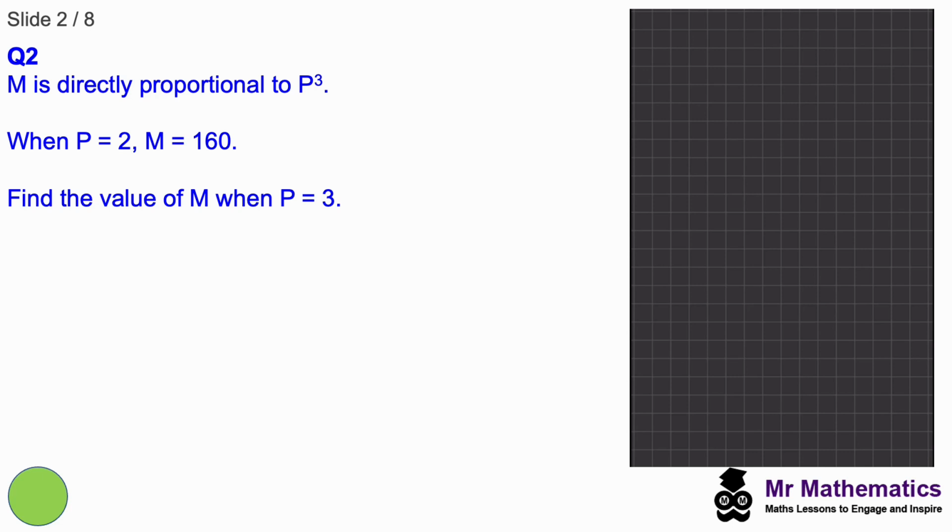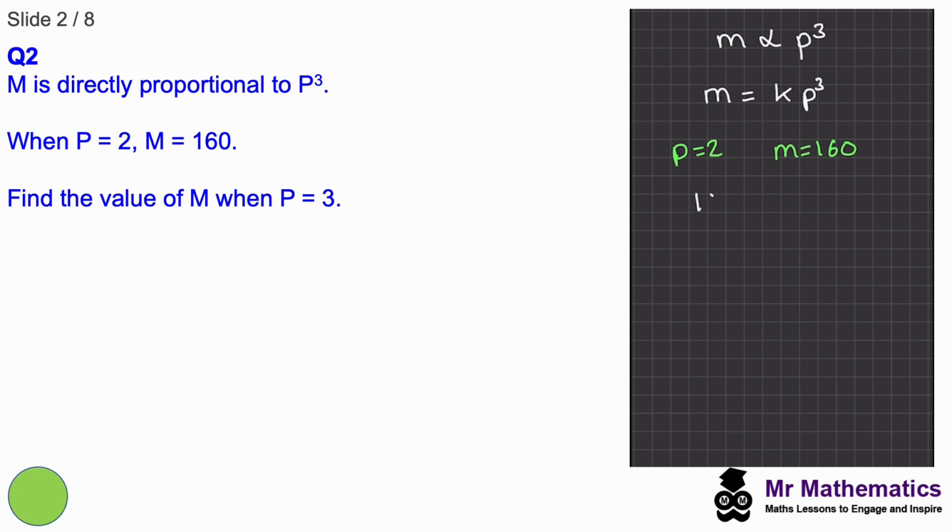So we've been told that m is proportional to p cubed. And this symbol here means in proportion to. So now we need to use the constant of proportionality k, and this will tell us how they're in proportion. So m is equal to k times p cubed. To work out the value of k, we're told in the question that p is equal to 2 when m is equal to 160. So we can substitute these two values back into the equation above.